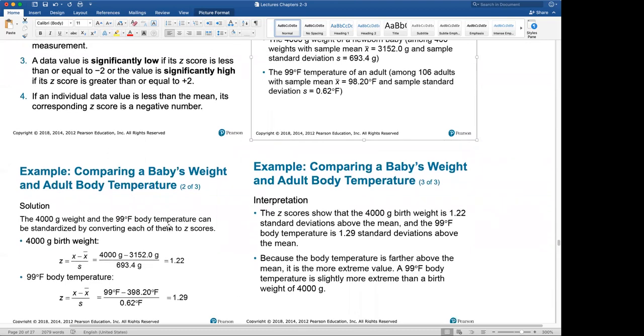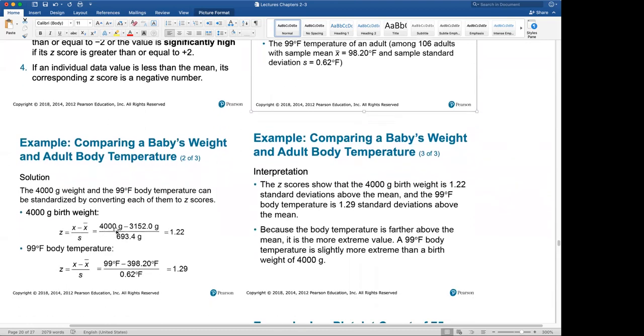So, solution: we find the z-score. 4,000 grams minus the sample mean, which is 3,152, divided by the sample standard deviation 693.4. But I think the standard deviation is really high. What does that mean? When the standard deviation is high, that means the variation of the data is really high across the data set. Anyway, when we find the z-score, we got 1.22.